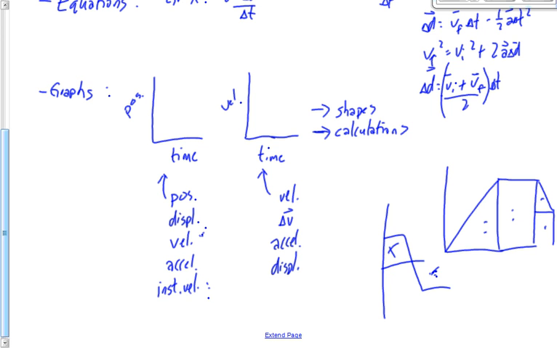And finally, the last thing that we'd be asked to solve for with a velocity time graph would be the average velocity. And the average velocity is simply the displacement divided by the time. So whatever you get for the area divided by the time that's on the x-axis. Lewis, question? Good.